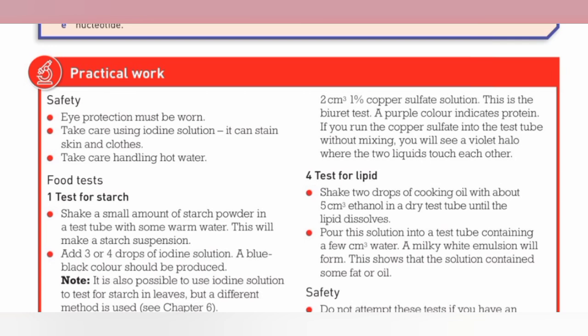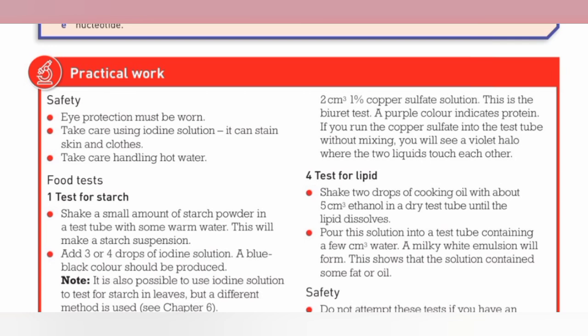In the chapter, we have already studied the main biological molecules: carbohydrates, lipids, proteins, and DNA. Today, we are going to study an important practical part of this chapter, which is very useful for examination. In this lecture, we will study how scientists test food for different nutrients. We will study the food test for starch, reducing sugar such as glucose, proteins, and lipids. These experiments help scientists and students identify which biological molecules are present in a food sample.